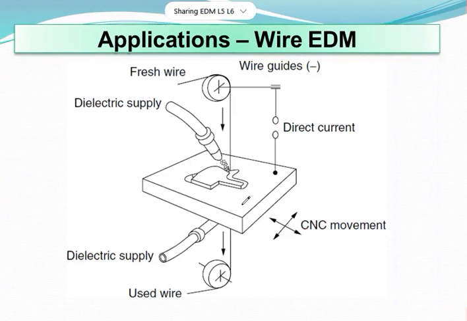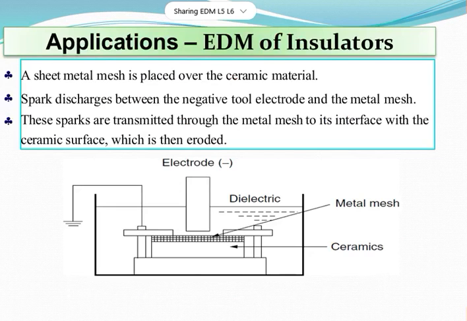So this is the application of WEDM. You can see this is the wire. This is the dielectric fluid that is ejected. Dielectric supply is occurring here. This is a CNC movement. Application of EDM on insulators. As you can see, a sheet metal mesh is placed over the ceramic material. This is the ceramic material and this is the metal mesh. This is the dielectric, this is the electrode.